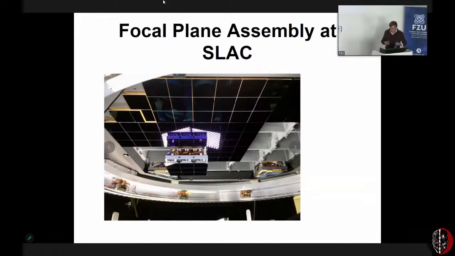So all rafts were sent to SLAC, and there in 2020, just before COVID, they assembled the focal plane. That's also a very delicate operation, because as I showed, the gaps between the rafts are only a quarter millimeter, right? So that should be a very, very delicate operation.